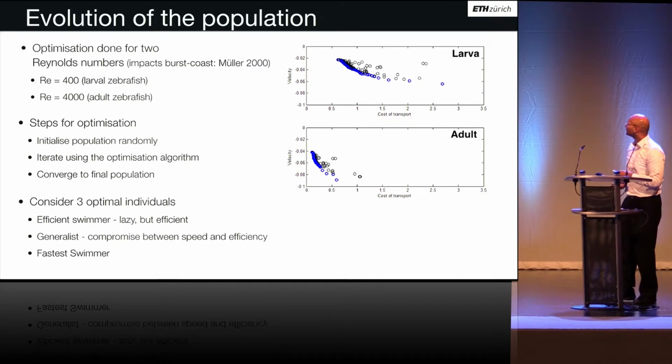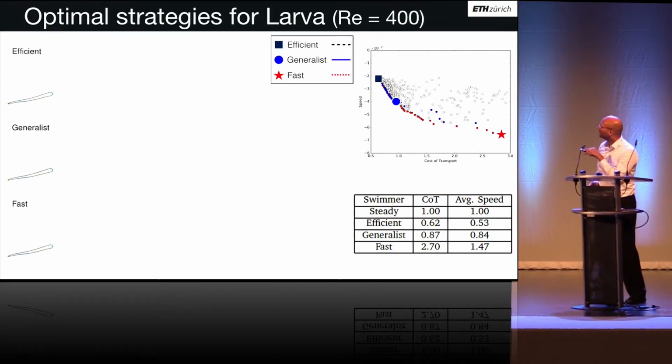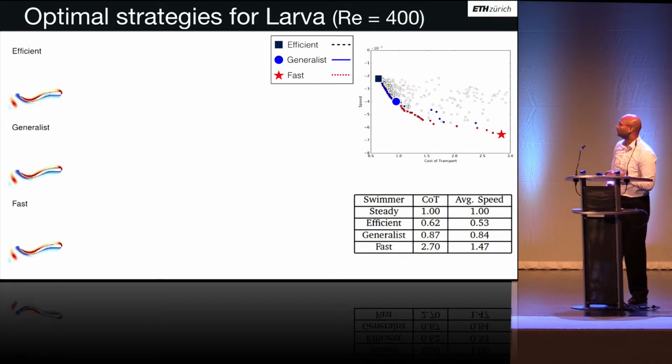Okay? And here's the result. Okay, so this is an animation showing the result from the efficient swimmer on top. The generalist, maybe I didn't define this. Generalist is a swimmer that has a very appealing combination of both speed and low energy expense, and the fast swimmer. And this is for a larval fish. Okay, so let's see how this went.